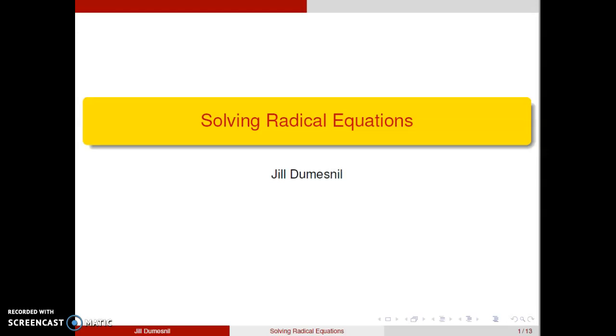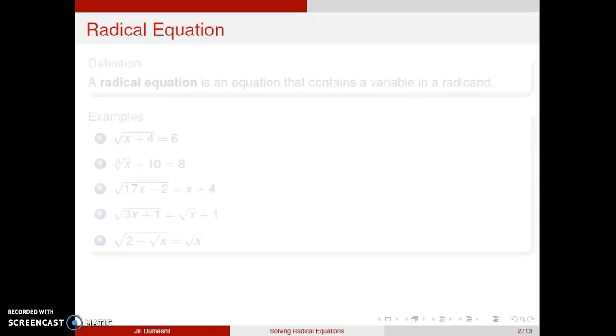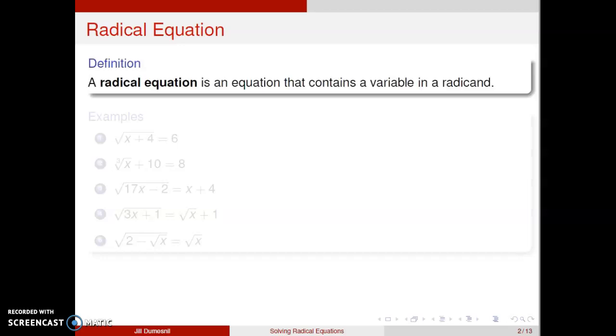In this video, we present techniques for solving radical equations with a variety of examples to illustrate. What do we mean by a radical equation? A radical equation is an equation that contains a variable and a radicand.